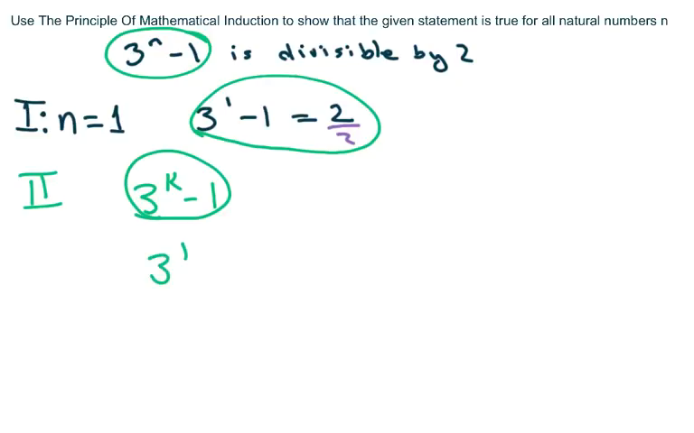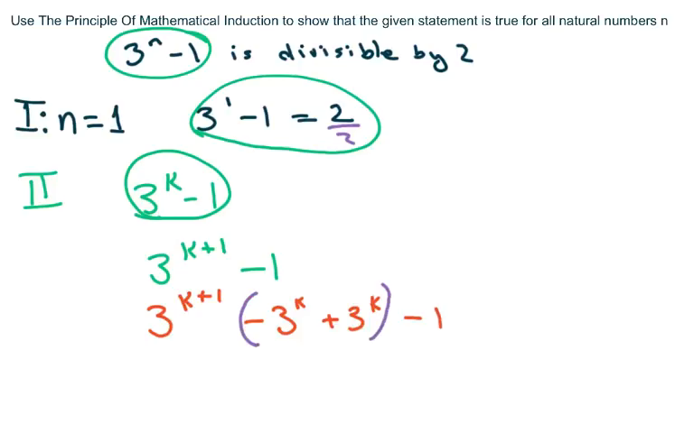Now we're going to check for k plus 1. So we get 3^(k+1) minus 1. Now what we're going to do on these types of problems is a little trick. I'm going to take this statement and write 3^(k+1) minus 3^k plus 3^k, then minus 1. So let me show you right here. This right here equals 0. So we're just adding 0. We're not changing the problem. But by doing this, it's going to help us solve this. Or not solve it, but prove it.